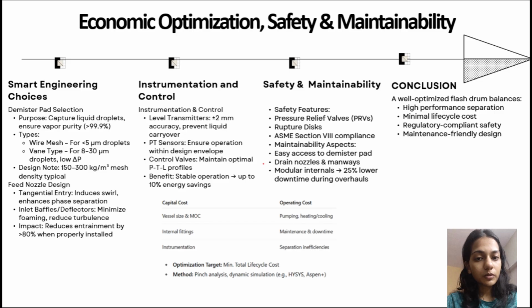Capital cost can also be optimized using resources like Aspen HYSYS and etc., using different methods. Safety measures like PRVs and modular internals reduce the downtime by 25%, and in this way we can conclude long-term profitability and operational reliability for a flash drum design.